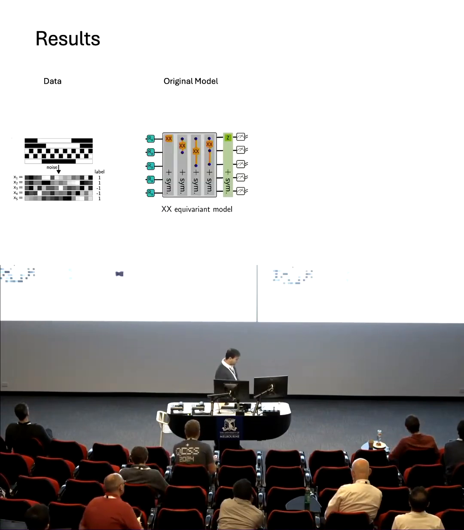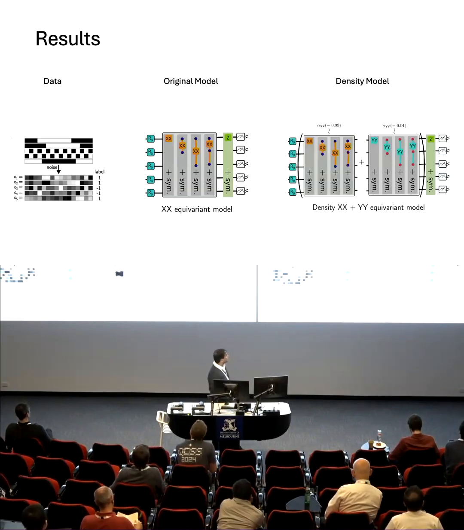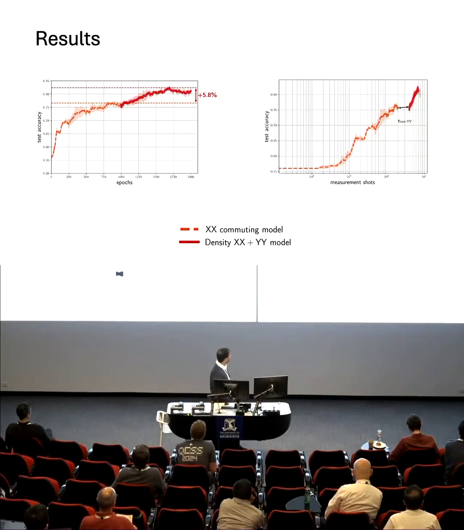So they use an XX equivariant model where the ansatz respects the equivariance of the data. What we did is we constructed a density model where we had an XX equivariant plus a YY equivariant model at once, and then we tried to see how it performs. On the left-hand side, I have the accuracy plotted against the training epochs. We let the XX equivariant model train up to saturation, and then we started training the density model, which included the YY equivariant model as well. You can see that even though the sub-model had saturated, we were able to get a bump in the accuracy.